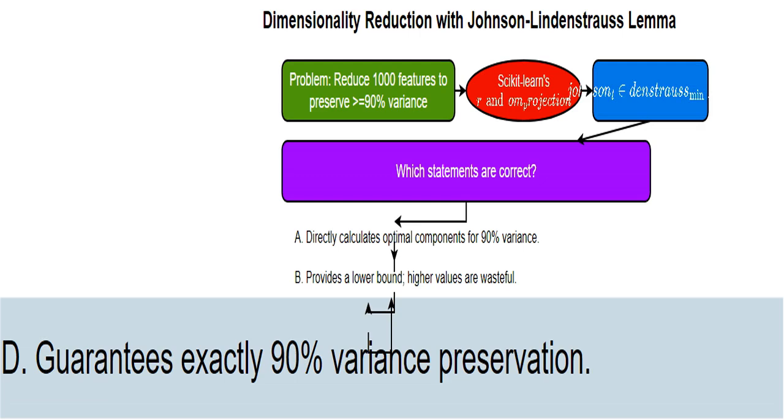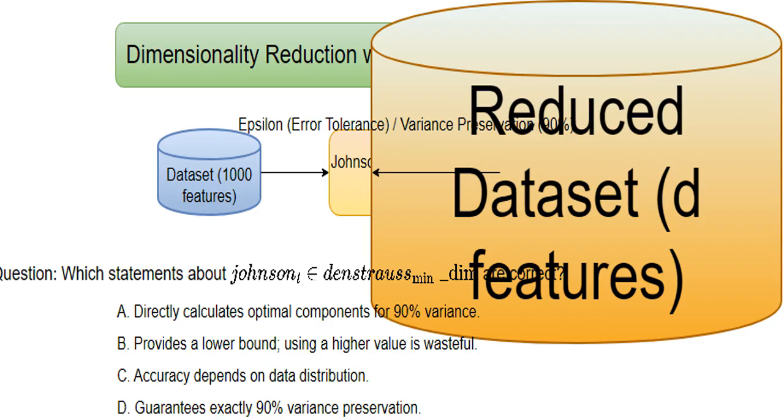It's an approximation. This question asks you to evaluate statements about the johnson_lindenstrauss_min_dim function, which helps estimate the minimum number of dimensions needed for dimensionality reduction while approximately preserving distances between data points. I'm testing your understanding of its capabilities and limitations.